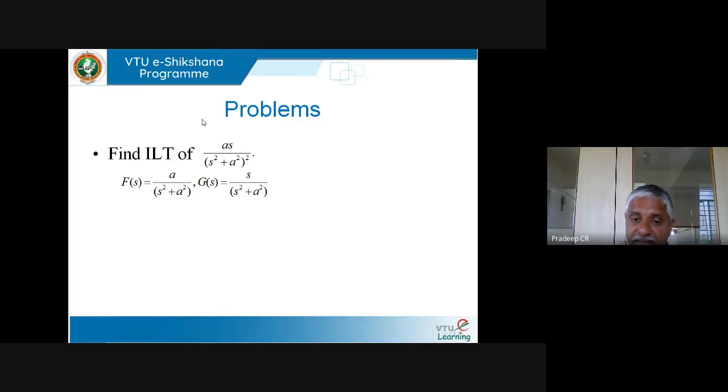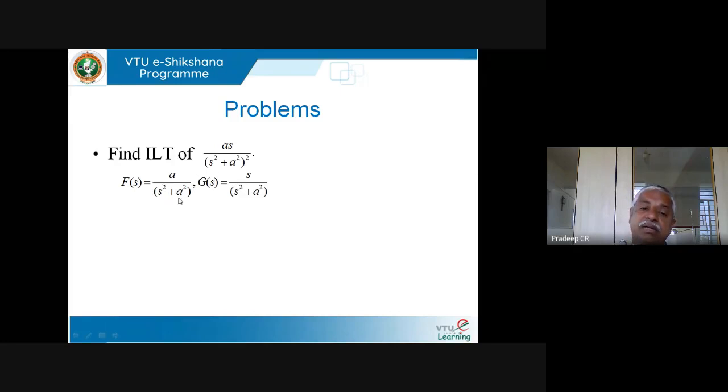I want to write this as a product of two guys. That's easy here: a by s squared plus a square, and s by s squared plus a square. If you take their product, I'll get this: a into s divided by s squared plus a square whole square. That's easy. The important point is that for both of these I can find the inverse Laplace easily.